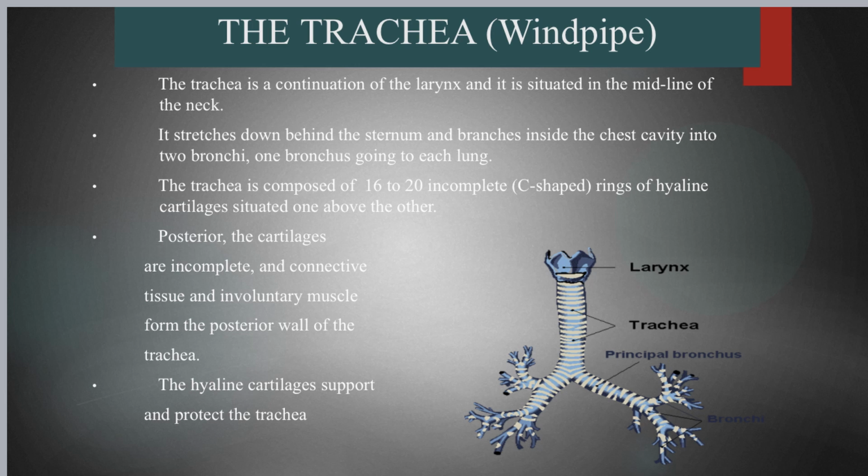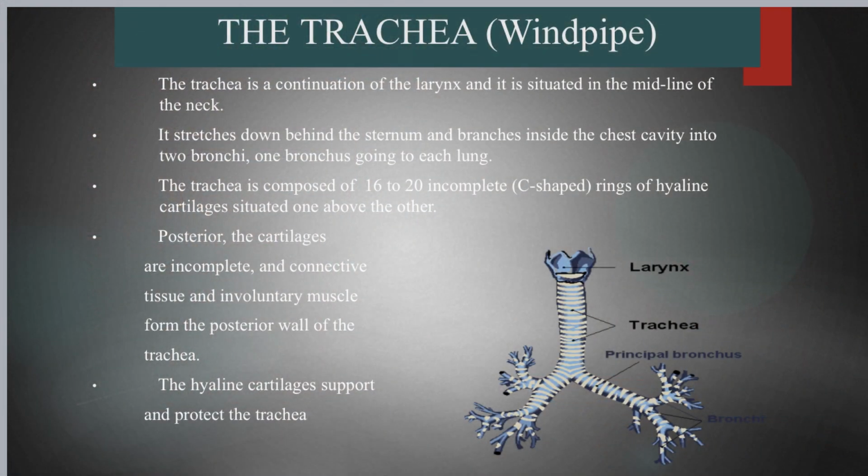The trachea is composed of 16 to 20 incomplete C-shaped rings of hyaline cartilage situated one above the other. Posteriorly, the cartilages are incomplete, and connective tissue and involuntary muscle form the posterior wall of the trachea. The hyaline cartilage supports and protects the trachea.